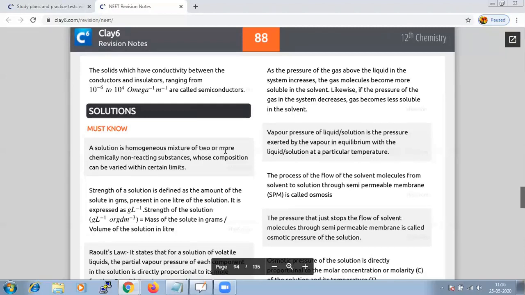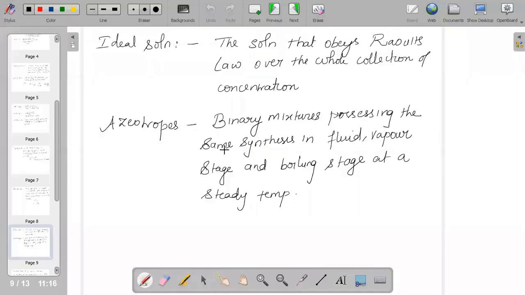So as the pressure of the gas above the liquid in a system increases, the gas molecules will become more soluble in the solvent. And if the pressure of the gas in the system decreases, the gas becomes less soluble. So it is very important to learn your laws.